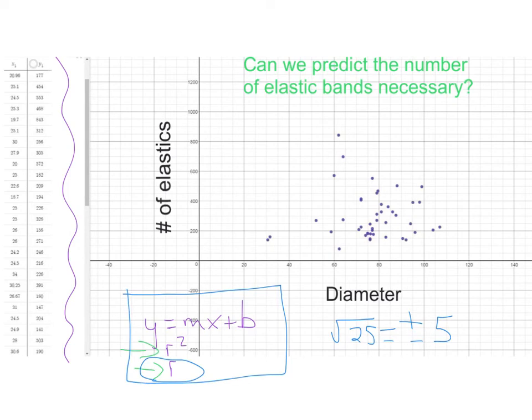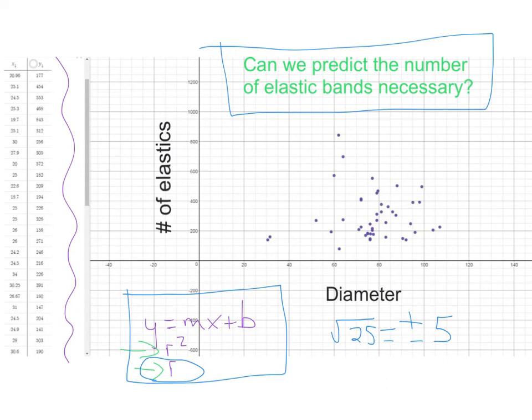I've also seen this done with watermelons. If we can come up with an equation that allows us to predict something, then it saves us having to do it experimentally every single time. Obviously, that's a huge time saver. So what we're looking to do is answer this question: can we safely predict the number of elastic bands that we would need for any diameter of pumpkin?